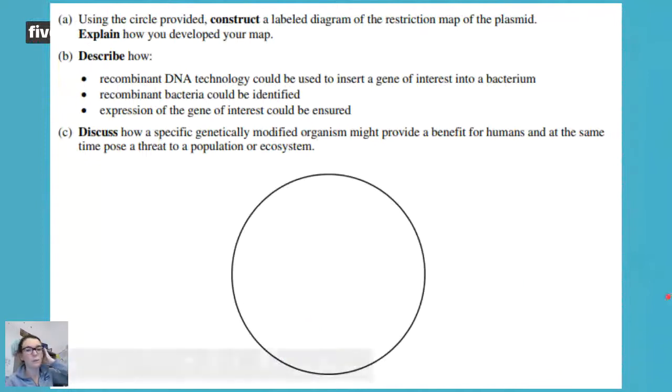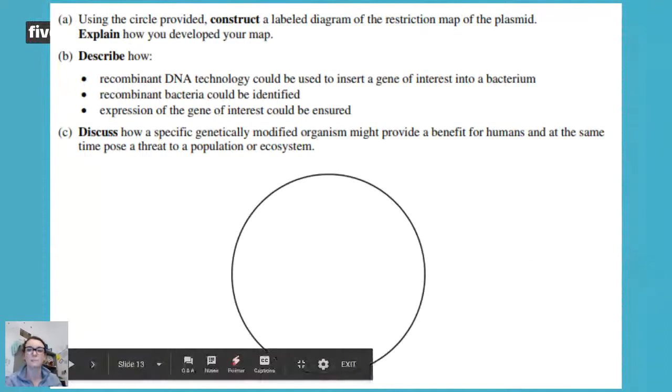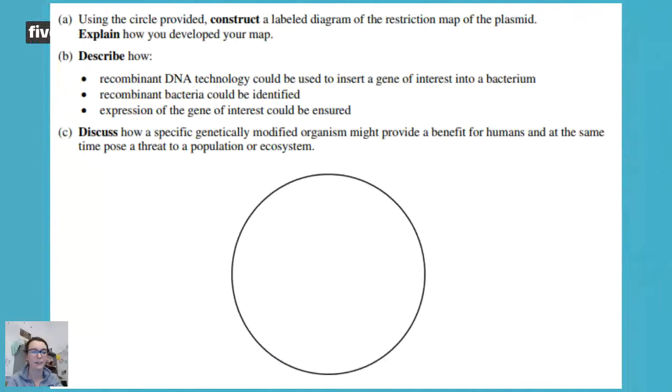And then I'll show you how you would have gotten points on a question like this. Just take a minute. Just jot down your initial thoughts of how this could happen.